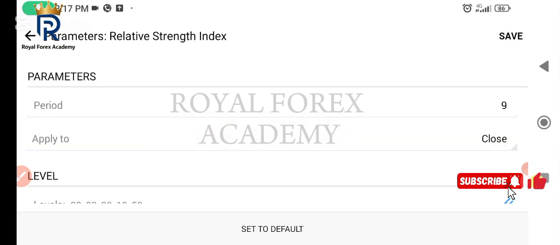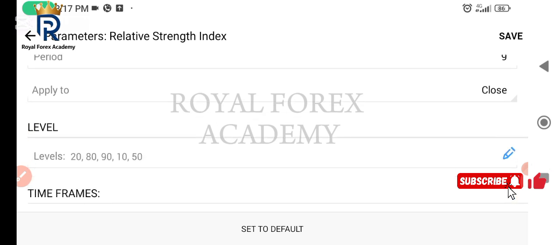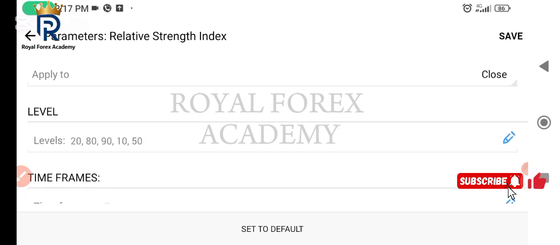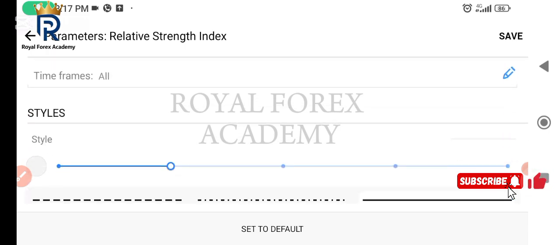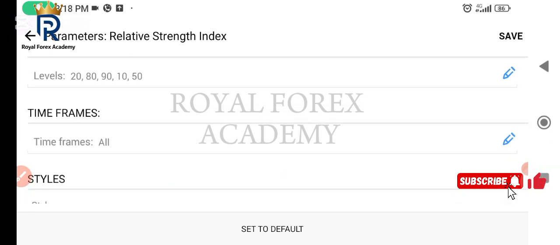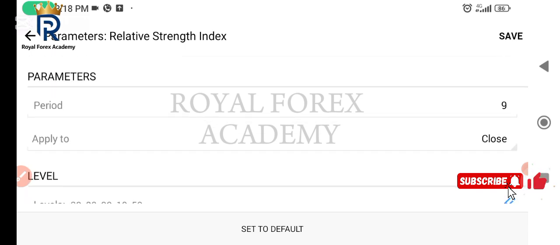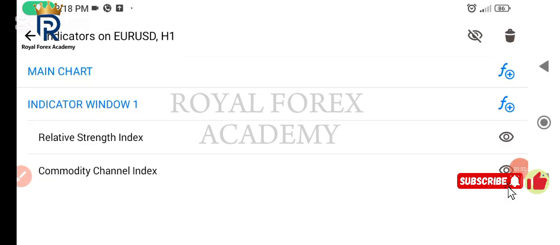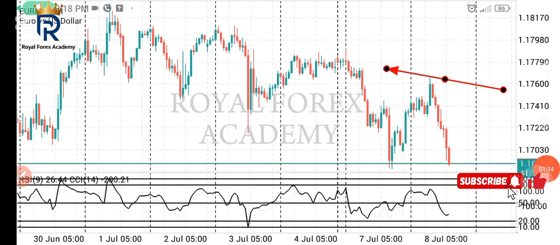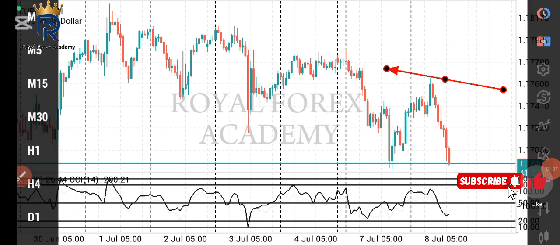This other indicator you are seeing is my relative strength index, and of course here are the levels of the relative strength index. We have 20, 80, 90, 10 and 50 respectively, and of course here is our time frame. So this is exactly how this works. So if you've done your setting correctly, your chart will be looking exactly like mine.